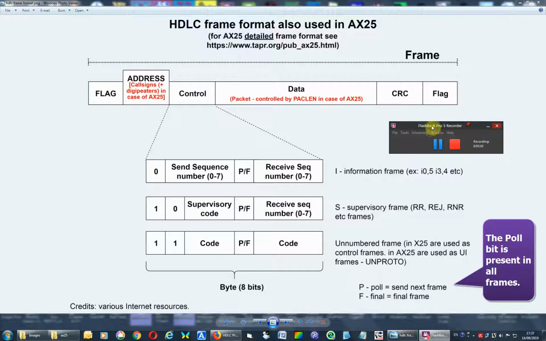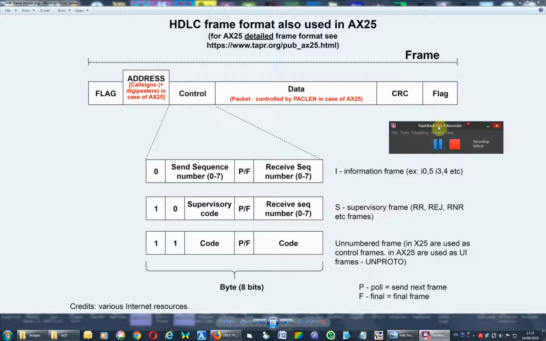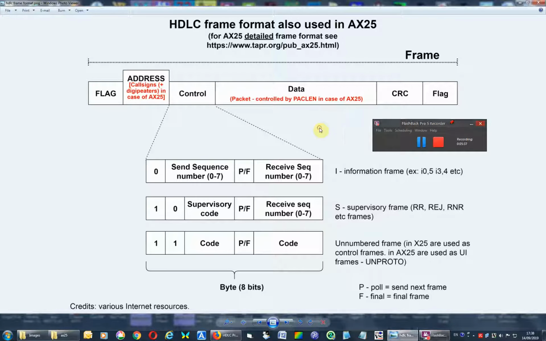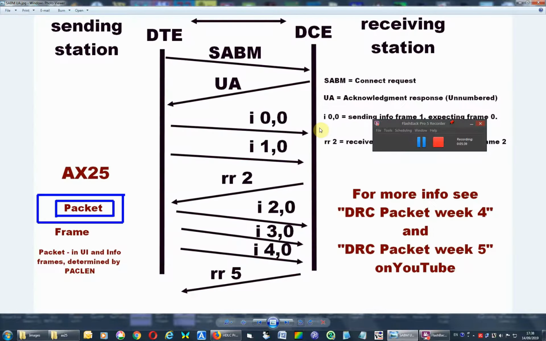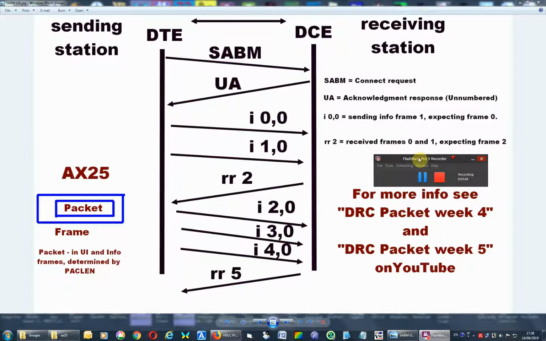You can get more information at this address here at the top, tapr.org, AX25. They explain in detail the AX25 frame format. This is just to give a general idea about how AX25 works and HDLC. Again, connected mode in AX25 is called virtual circuit. You can find that name in FlexNet, for example.